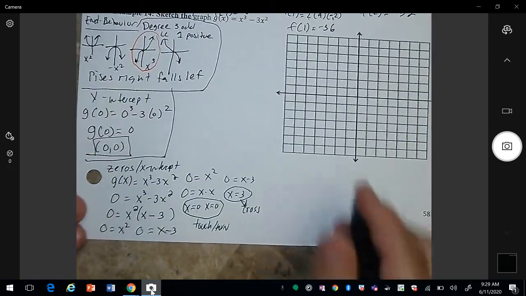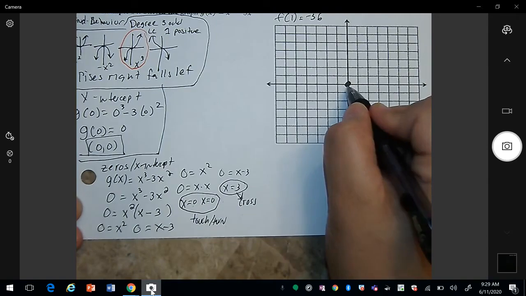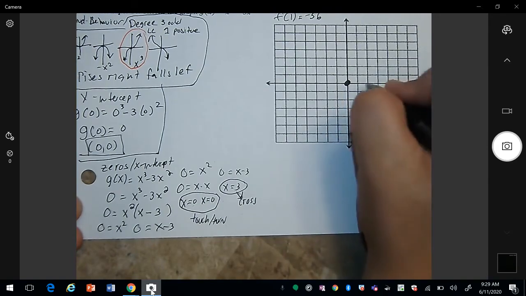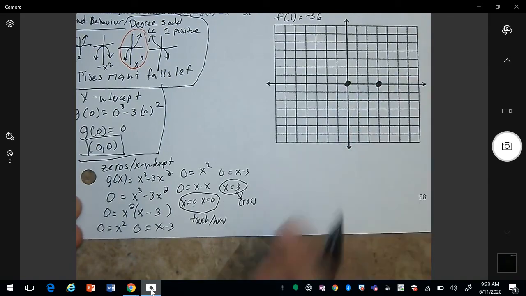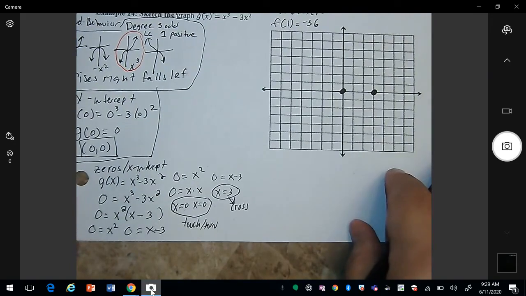So let's plot what we have so far. So we have our y-intercept at (0, 0). Our x-intercept is at (0, 0). And then we have x equals 3. Okay, so we have these 2 points. Again, I like to use a pencil just to sketch the graph briefly.